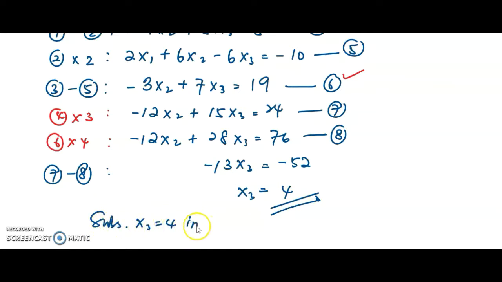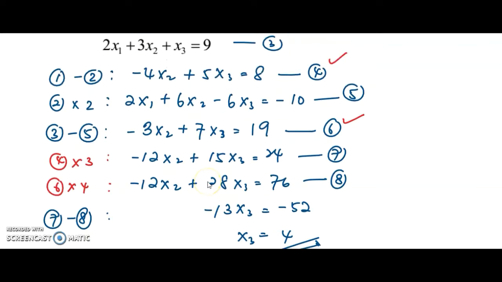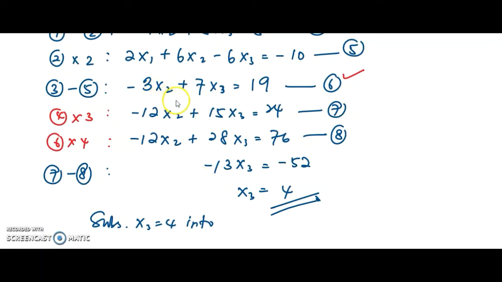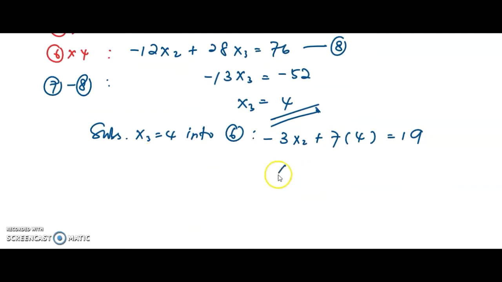you can substitute the x3 equals to 4 into the equation, maybe equation 6, all right? Okay, I'm going to substitute into the equation 6. So I will have my negative 3x2 plus 7x3, x3 is going to be replaced by 4, equals to 19. Okay, so see what you got for your x2. Simplify, you will have x2 equals to 3. Okay, you will get x2 equals to 3.